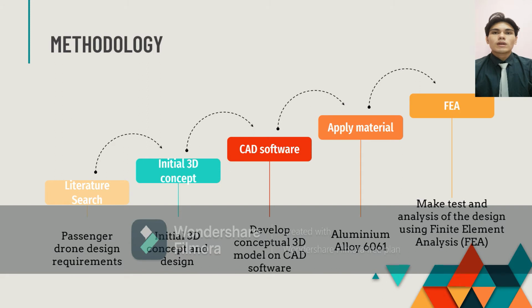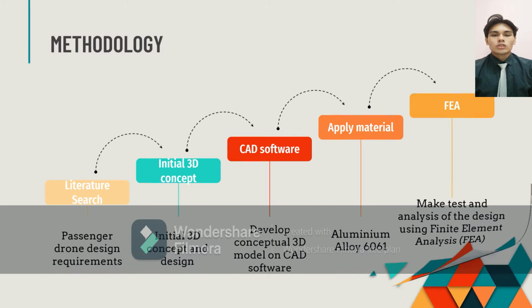After the design has been satisfied, we will then proceed to the material. I've chosen the material aluminium alloy 6061. Aluminium alloy 6061 is chosen because it is one of the lightest weight materials and it is suitable for aviation use. Lastly, on the FEA, we make a test analysis of the design using finite element analysis. This is done to make sure the design has met the design requirements from the literature search.